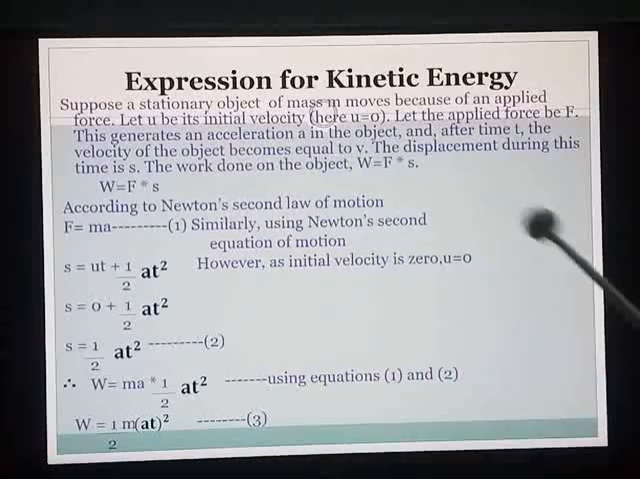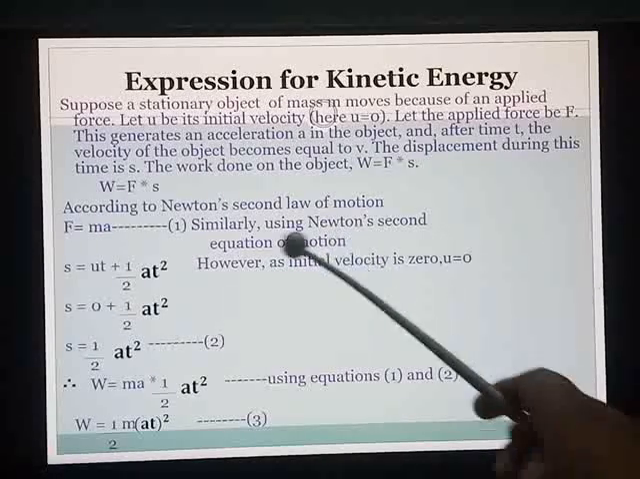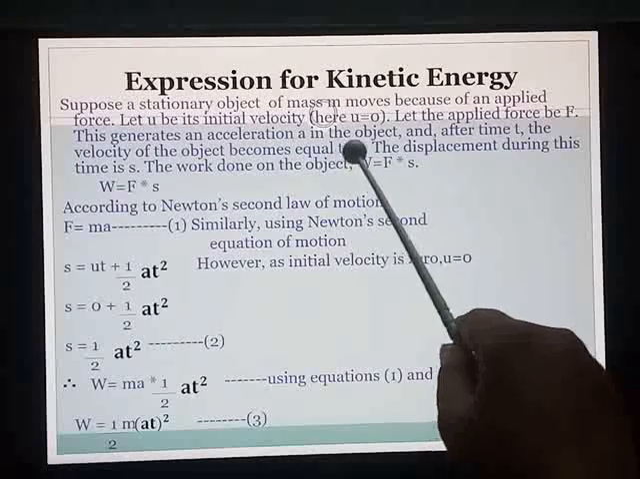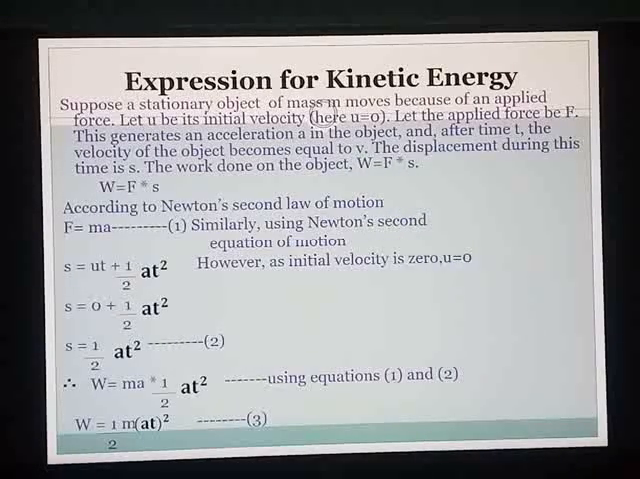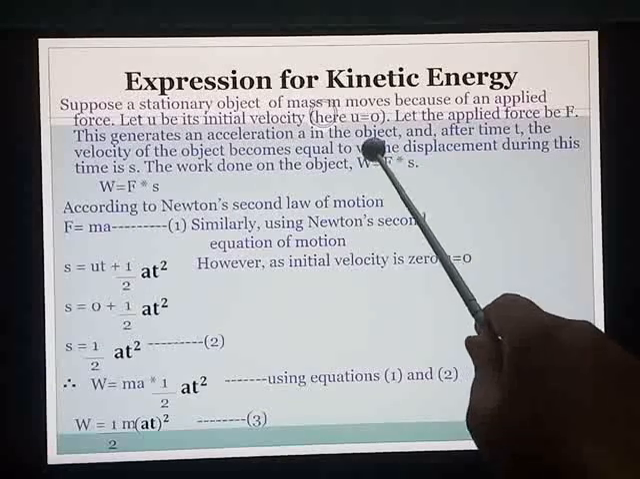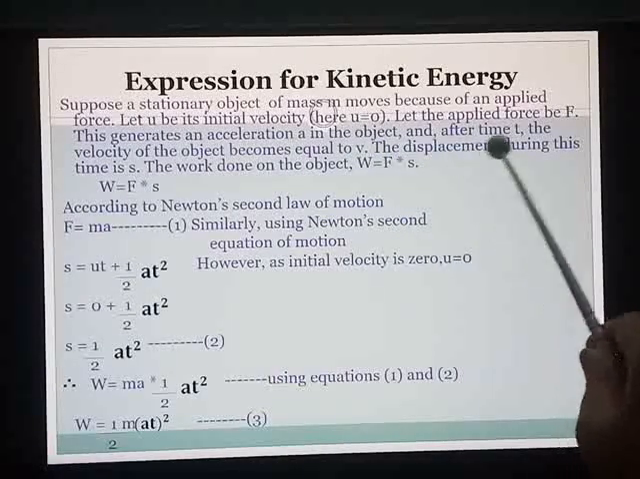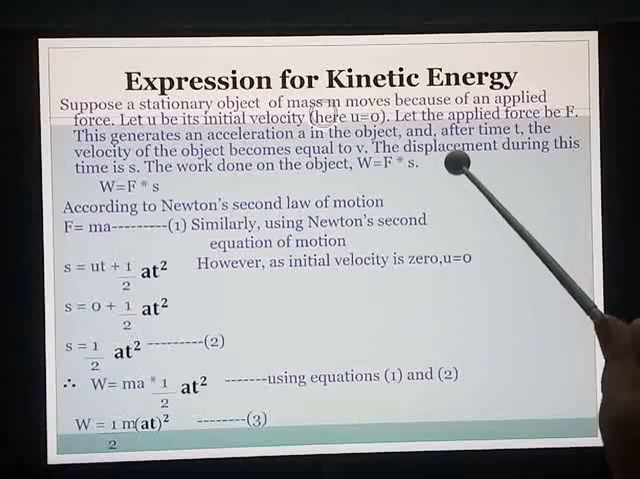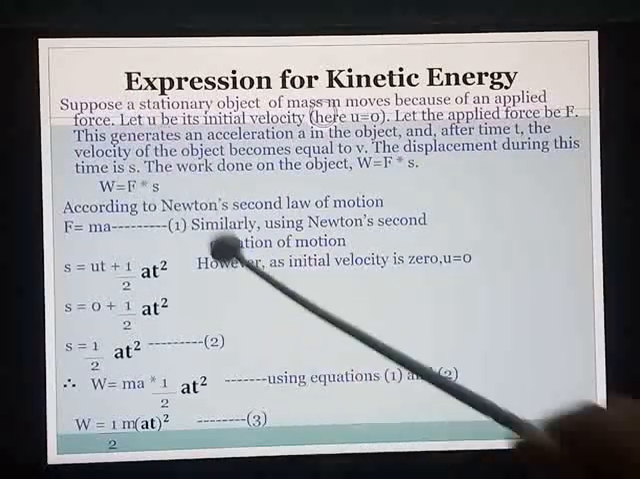This generates an acceleration in the object, and after a certain time t, the velocity of the object becomes equal to capital V, the final velocity. After the acceleration is generated in the object, the final velocity becomes small v. The displacement during this time is small s. Whatever the object has moved from its position at rest, that displacement is small s.